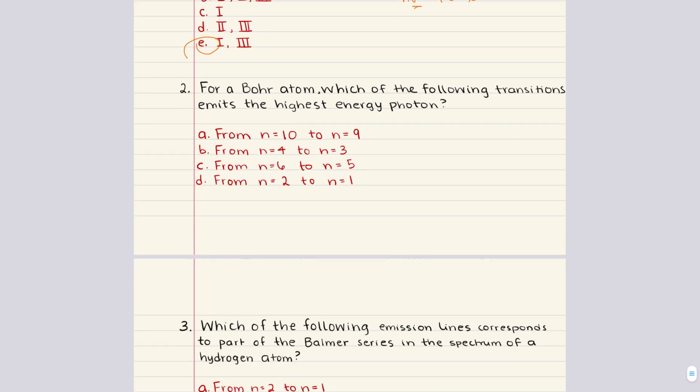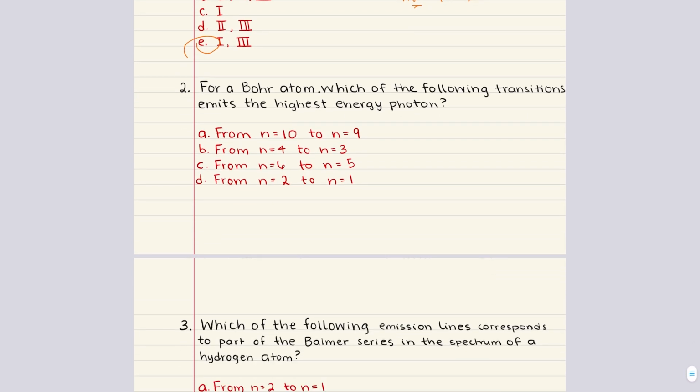Let's move on to problem 2. Problem 2 says, for a Bohr atom, which of the following transitions emits the highest energy photon? A says from n equals 10 to n equals 9. B says from n equals 4 to n equals 3. C says from n equals 6 to n equals 5. And D says from n equals 2 to n equals 1.